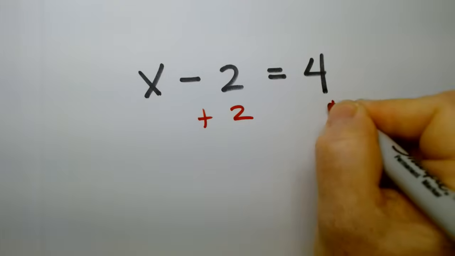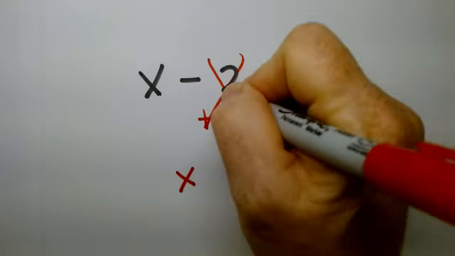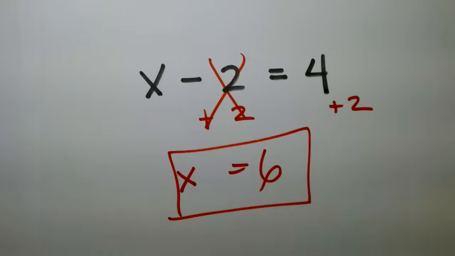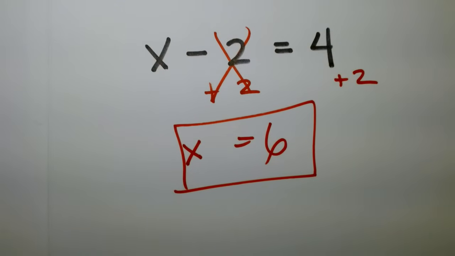So plus 2, x, that goes away. 4 plus 2, we call that 6. All right, so how are you feeling about this so far?